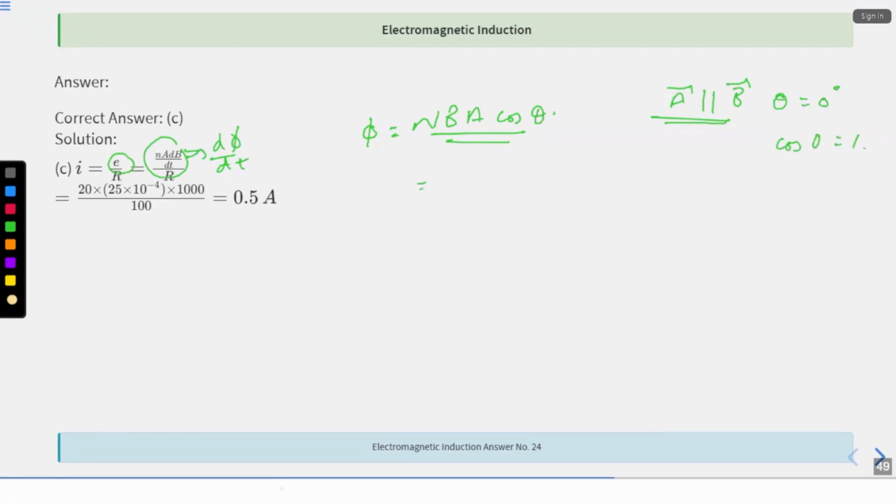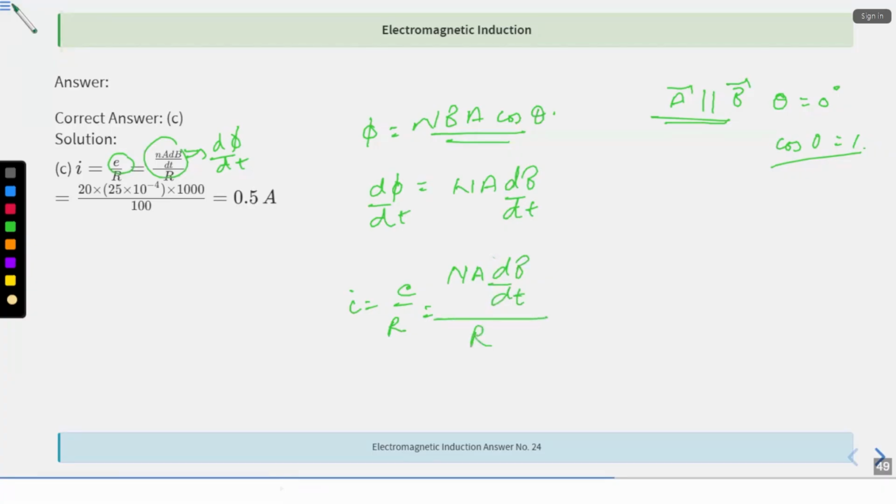1. So to calculate d phi by dt, N is a constant, area is a constant, so it would be dB by dt. And cos theta would be 1. So that's what I have written here, N A dB by dt. So I would be E by R, which would be N A dB by dt upon R.